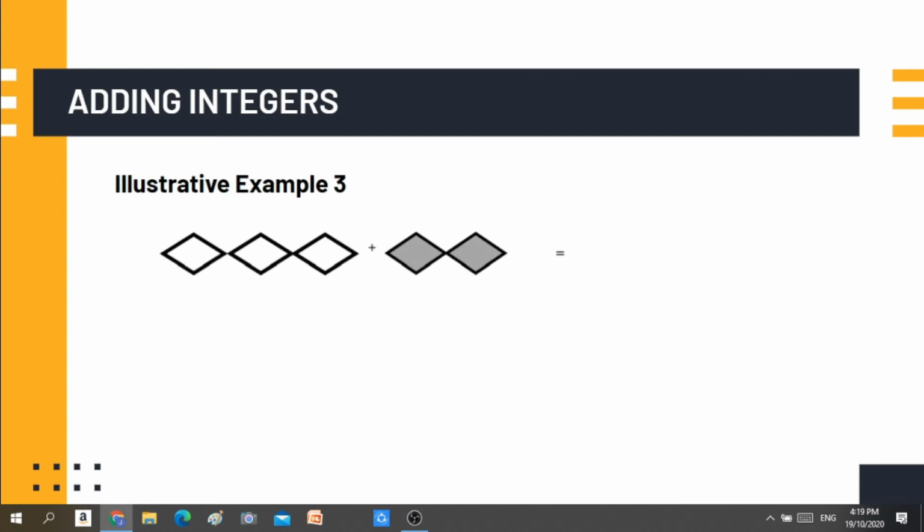So, meron na tayo ditong 3 white na diamond, meaning to say, this is a positive 3. Now, I have here 2 gray diamonds, and this is negative 2. So, how to add a positive number and a negative number? We have steps in doing this. First is, let's subtract muna yung kanilang absolute value. Ulit, pag magkaiba yung sign, isa positive, isa negative, ang gagawin natin, isubtract muna natin yung kanilang absolute value.